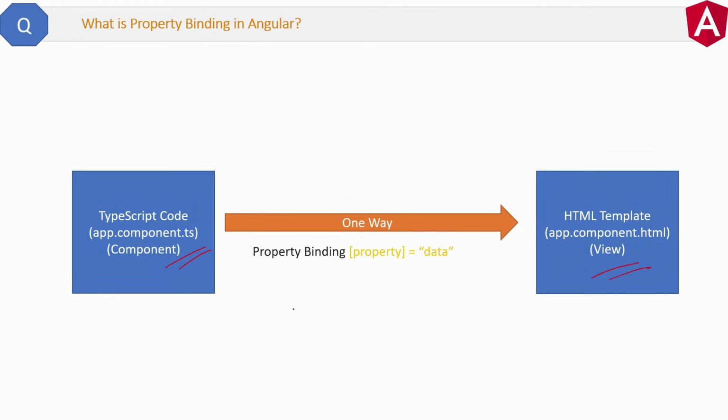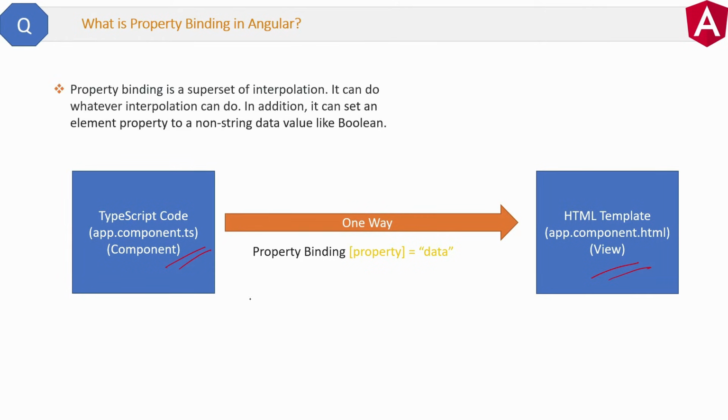The definition of property binding is like this: TypeScript is a superset of JavaScript. Similarly, property binding is also a superset of interpolation. It can do whatever interpolation can do. In addition, it can set an element property to a non-string data value like Boolean. So string interpolation can only play with strings, but property binding can play with any data type. So this is the difference between string interpolation and property binding also.